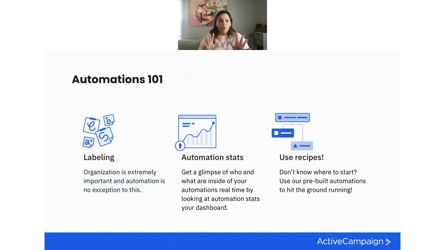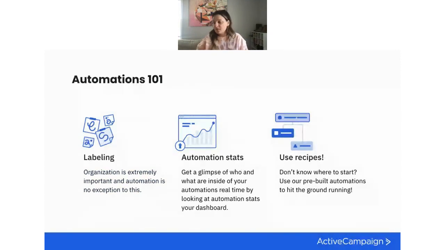Now, 101 of automations, labeling. I cannot stress enough today how important organization is for ActiveCampaign, and labeling is at the top of that. Labels in your automations are essentially like folders. It's a way of keeping them super organized and understanding all the different categories of automations that you're creating.